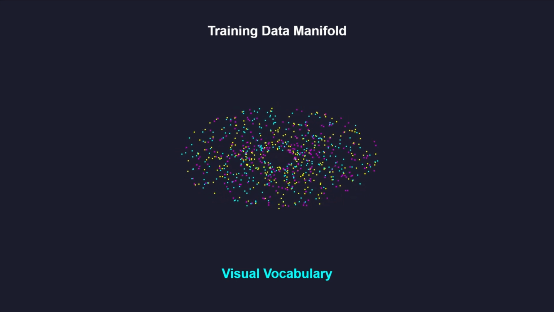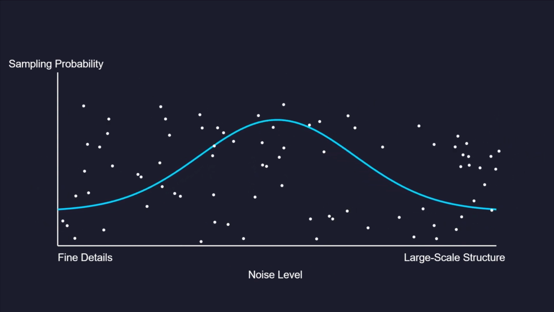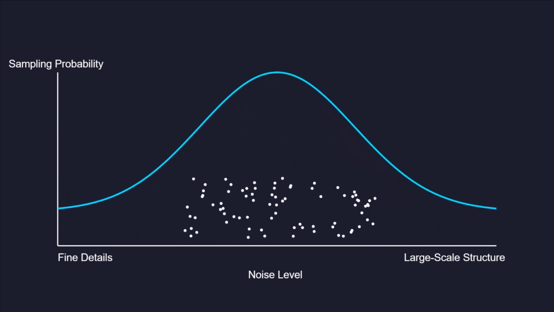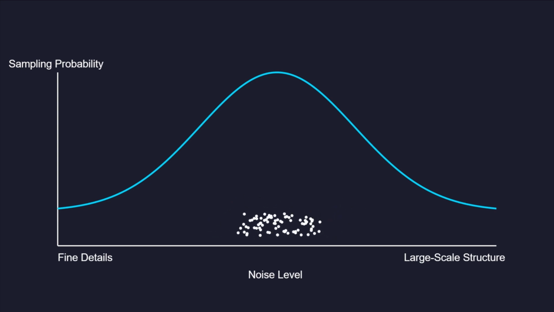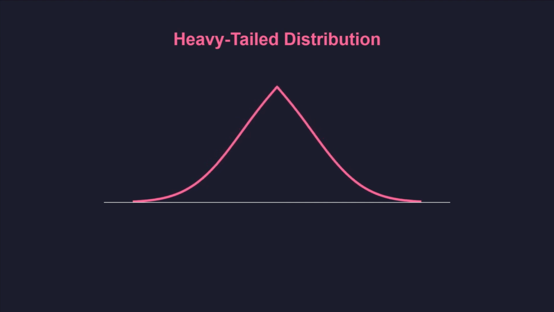The model can only generate what it has seen on the manifold of its training set, which defines its visual vocabulary. Importance sampling is used during training to focus the model on the most difficult noise levels. This ensures that the model learns to handle both the large-scale structure and the fine details equally well.